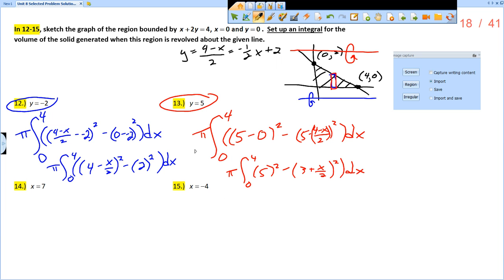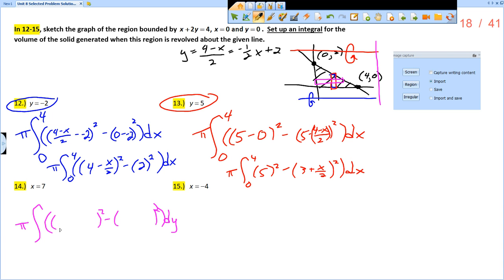So 14. Now, x equals 7. So x equals 7 is a vertical line over here. And so now that means I want to switch to a horizontal rectangle, so we're going to use a dy. So now I have pi times the integral, with respect to y, of big R squared minus little r squared.